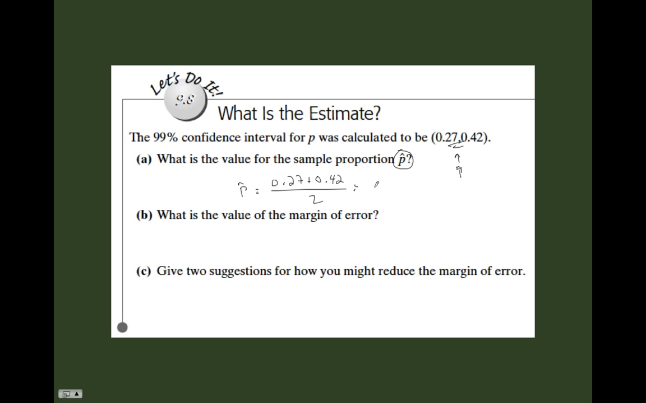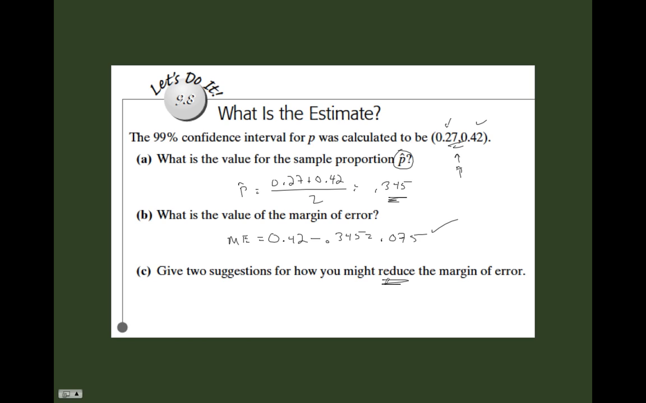Our p hat value here would have been 0.345. I can calculate the margin of error by taking this p hat value and subtracting it from the upper endpoint. So the margin of error in this example is going to equal 0.42 minus 0.345, which is 0.075. Again, the check on this would be to take 0.345 and subtract 0.075. When I do that, I get 0.27 back, and then adding 0.075 to 0.345, I should get 0.42, and that shows me that I have the correct margin of error.